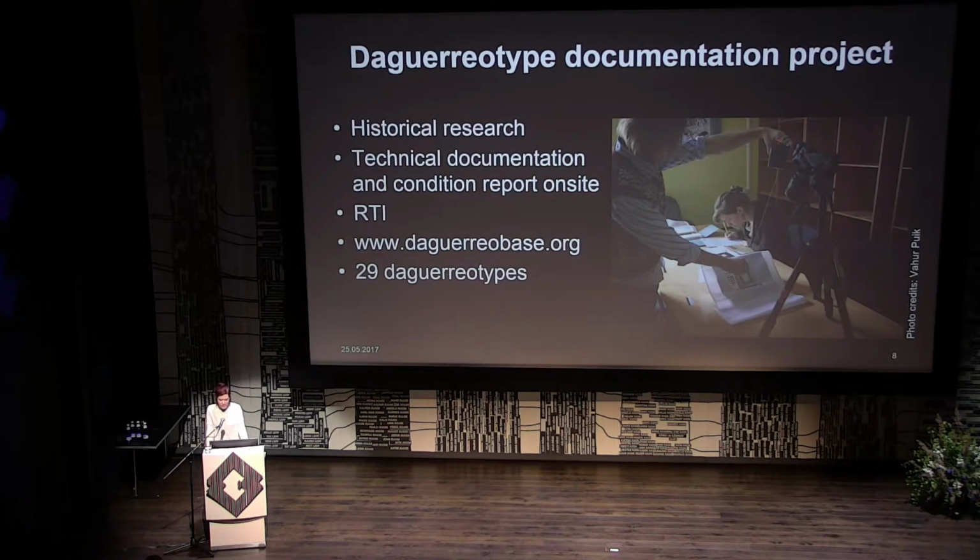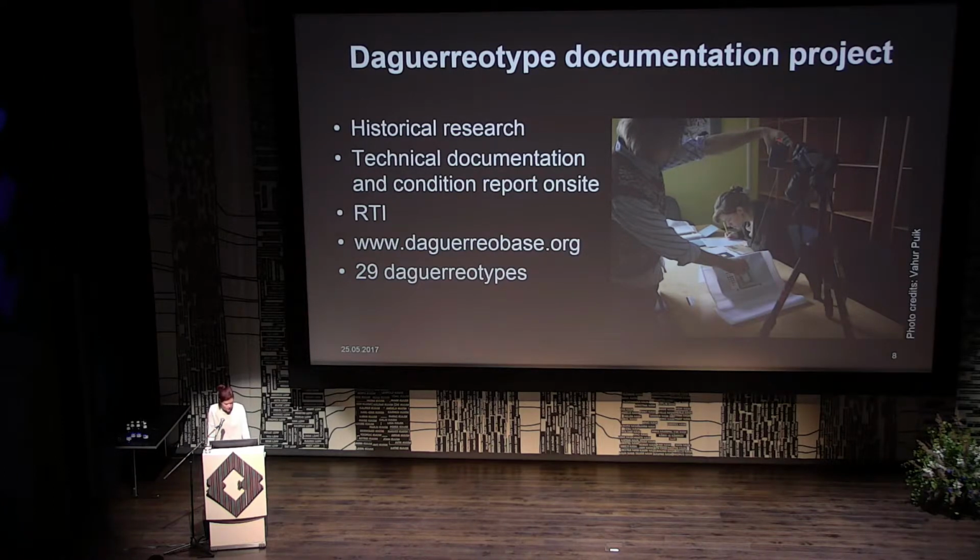The daguerreotype documentation project was initiated by the non-profit organization Estonian Photographic Heritage Society, and it was financially supported by the Estonian Ministry of Culture. The first thing that we did was the historical research based on local newspapers from the 1840s and 50s and other publications. Once we were able to locate the daguerreotypes in institutions, we did technical documentation and a condition report, as well as RTI on site, because most of the daguerreotypes were in poor condition and transportation wasn't allowed. Finally, we inserted all the data into the daguerreobase, which is a database which gathers information about European daguerreotypes.